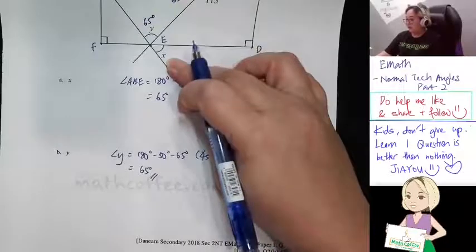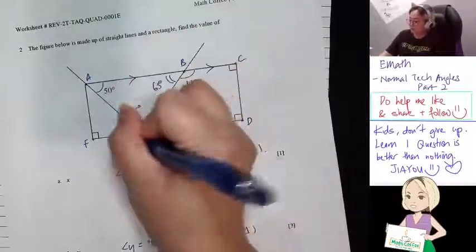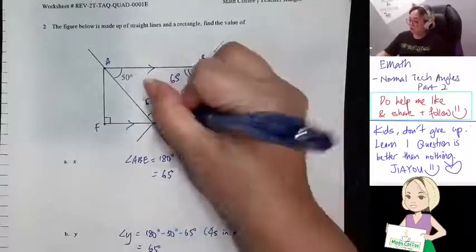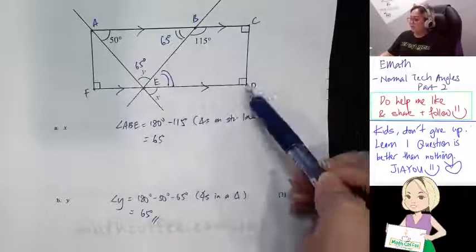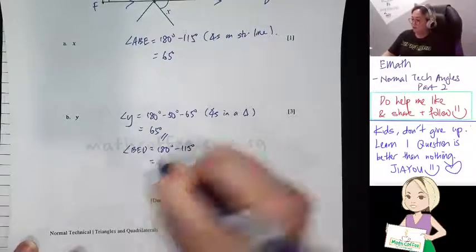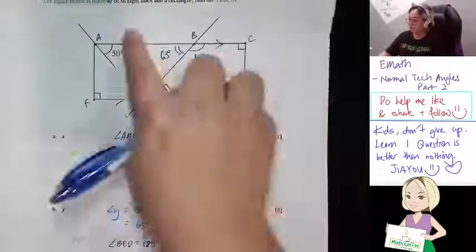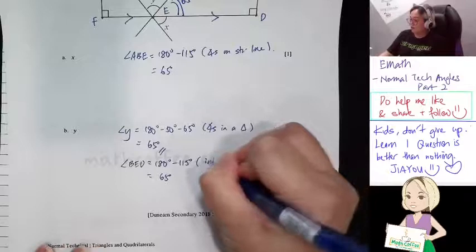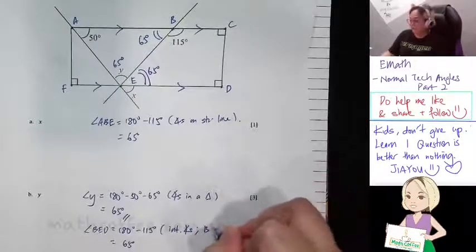Okay, angle X. Over here you see, this is a rectangle. In a rectangle, automatically these are parallel lines. So over here 115, this is an interior angle, we can find this angle over here. Let's find angle BED. So angle BED is equal to 180 degrees minus 115 degrees, and that will give us 65 degrees. You want to use alternate angles also can. I use the interior angles. And since I have alphabets, I say BC is parallel with ED.